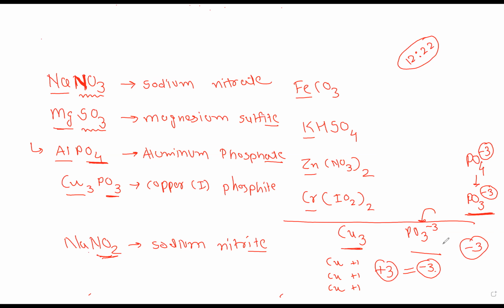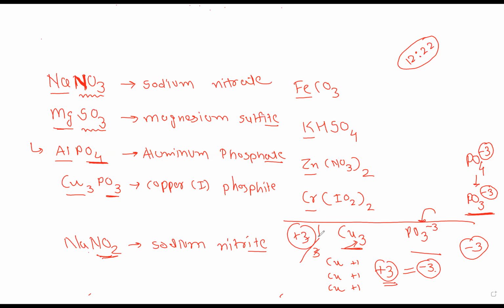So the way you can identify the charge is to find out the total negative charge. If that's the total negative charge, it means the total positive charge must be the same. It must be +3. Now you can just divide the total positive charge by the subscript number that you have. In this case, we have 3. So 3 divided by 3 will be 1.